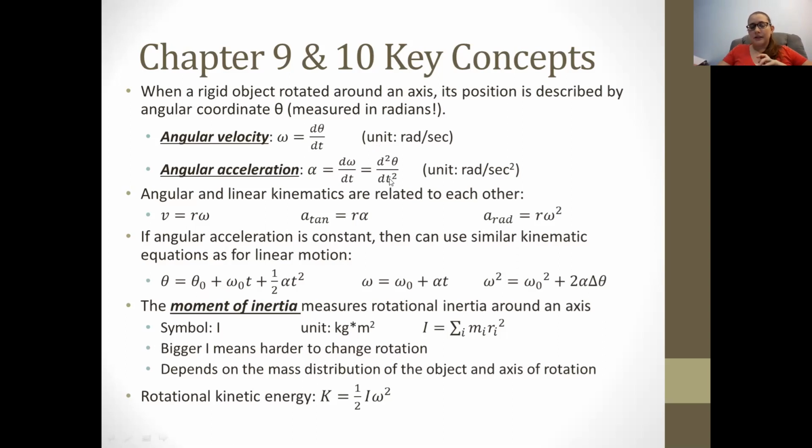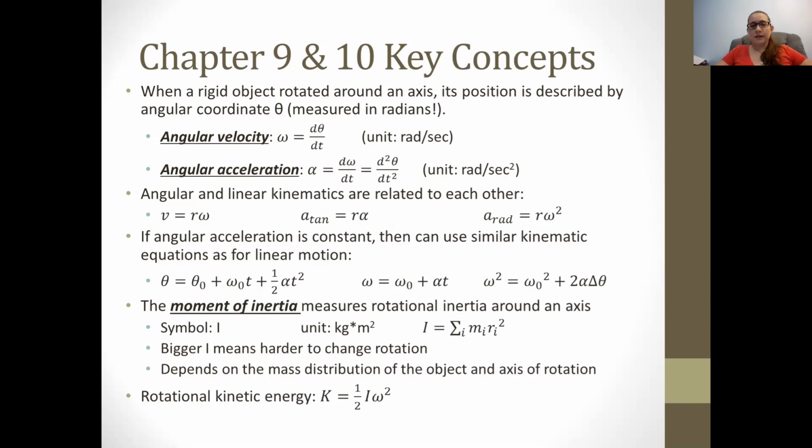Now, angular and linear kinematics are related to each other through the radius of the circle that it makes. So the linear velocity is related to the angular velocity through this first equation, v equals r omega. The angular acceleration and the tangential or linear acceleration are related to each other through this relationship, r alpha equals tangential acceleration.